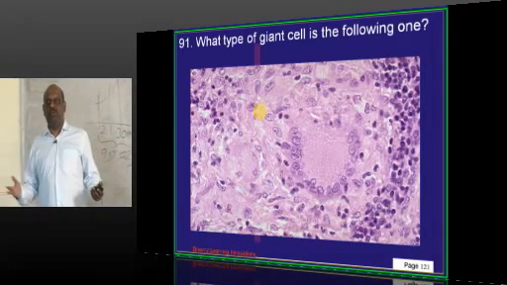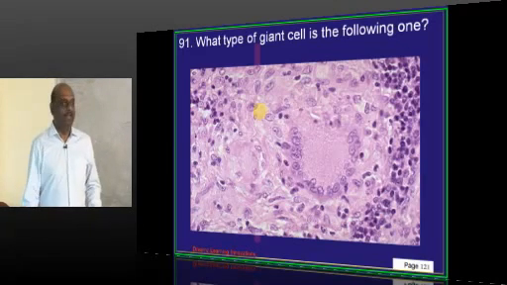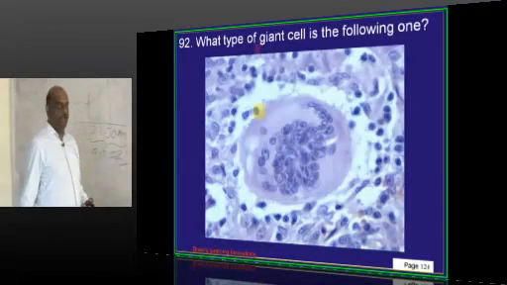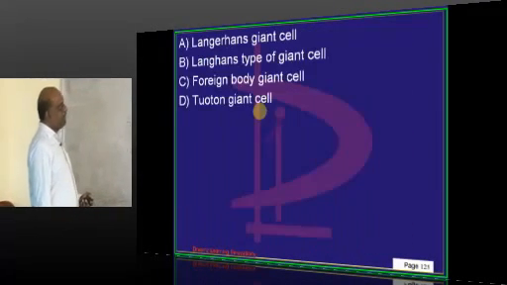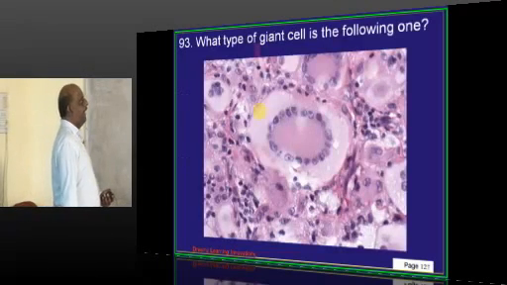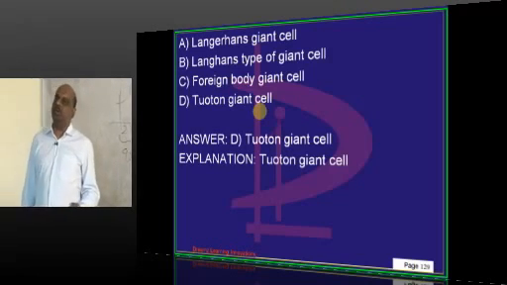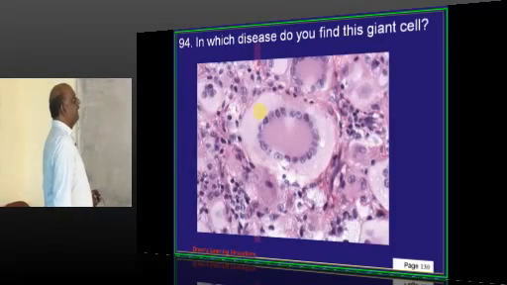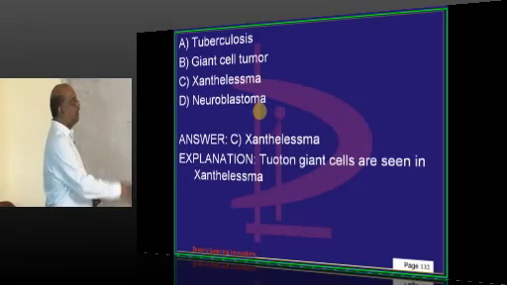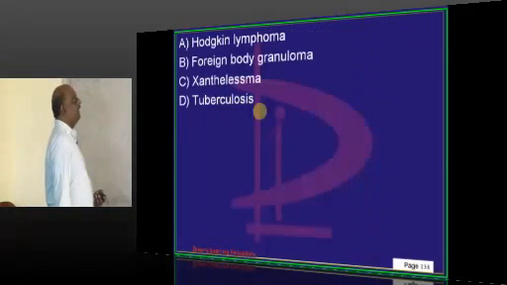Then what is the type of giant cell? Giant cells are divided into 3-4 types. Looking at the micrograph, you should recognize. So, typically it is a Langerhans type of giant cell. And in the next question, what is being shown? The giant cell is called a foreign body type of giant cell. And in the next question, the type of giant cell being shown is called Touton kind of a giant cell. Now, in which condition do you see the Touton type of giant cell? In the case of xanthelasma.